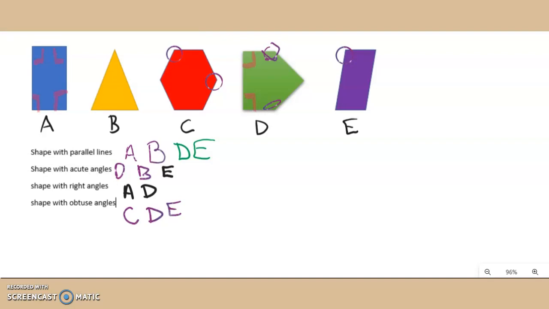So you're looking at where the lines meet to try to find the parallel lines, the acute angles, the right angles, and the obtuse angles. All right, if you have questions or concerns, please come see me.